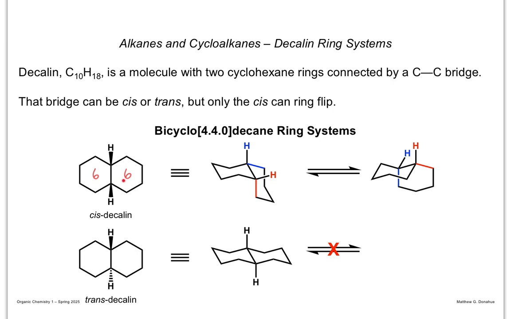When you convert that system into chairs, it turns out only the cis-decalin can undergo the ring flip. The trans-decalin cannot, due to that ring juncture. It will not allow one of those rings to flip to the other chair conformer. So we would say this is locked.